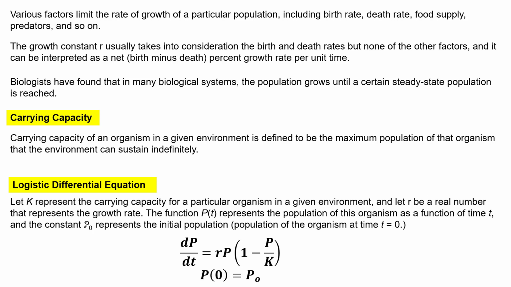R is a real number that represents the growth rate. P of t represents the population of the organism as a function of time. P naught represents the initial population of the organism at time t equals 0. So this is our differential equation: dP/dt equals R times P times (1 minus P divided by K), and P of 0 is P sub naught. This is called the logistic differential equation.